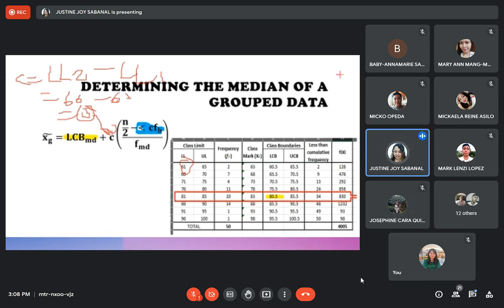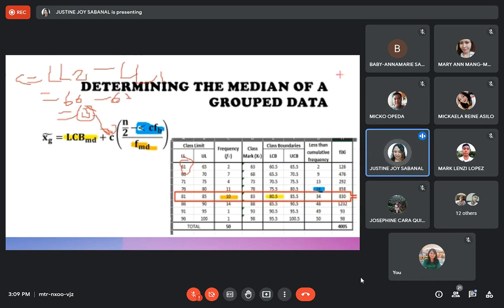24. Okay po. So, then yung last part na po would be F sub MD. So, ito po ay frequency of the median class. So, sa column ng frequency, ano yung naka-enclose doon sa rectangular shape, yun yung ilalagay sa FMD. Yan po. So, we have 10. Ayan.